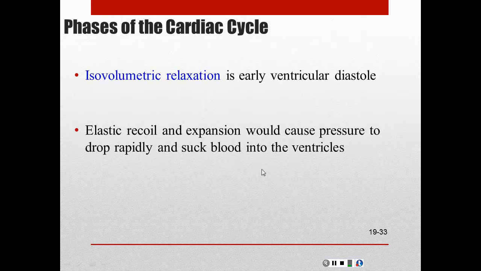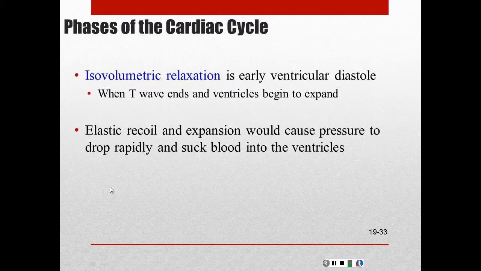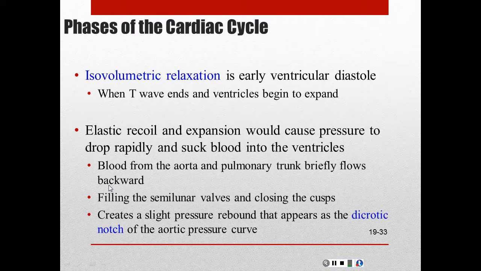With this fourth phase, the isovolumetric relaxation, this occurs when the T wave ends and the ventricles begin to expand. Now we have two hypotheses that try to explain this whole ventricular expansion. One is that the blood flowing into the ventricles inflates them, and the other is that the contraction of the ventricles deforms the fibrous skeleton, which spreads them, sucking blood into the ventricles.